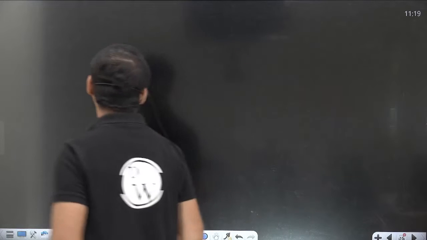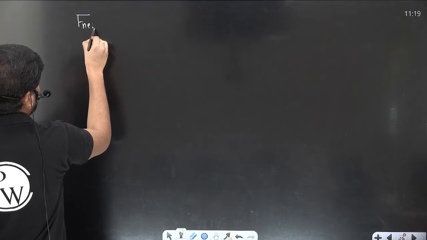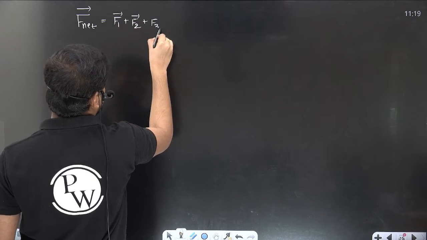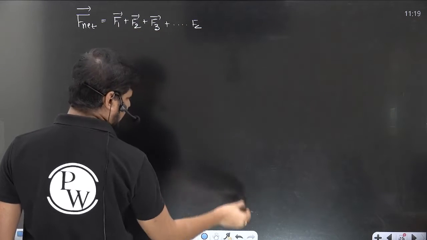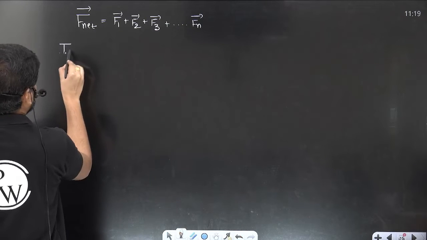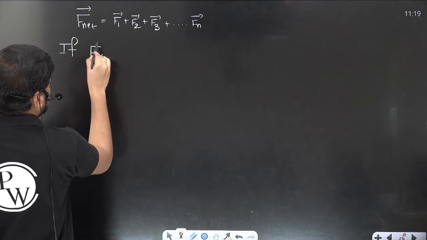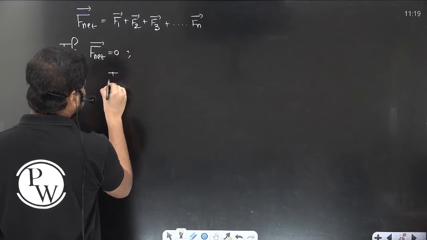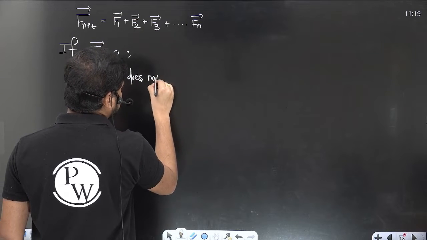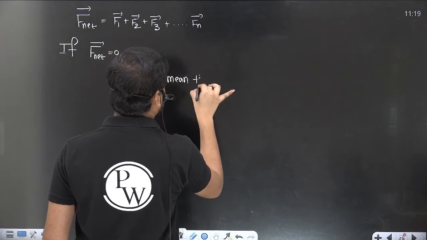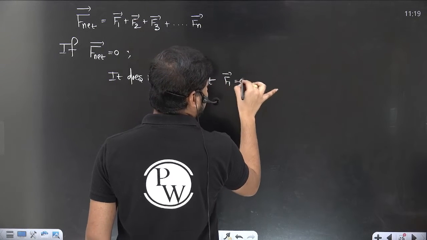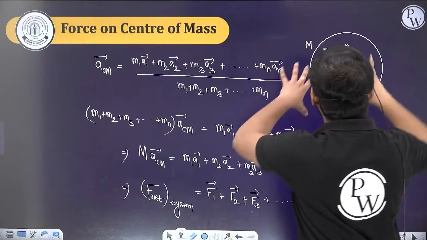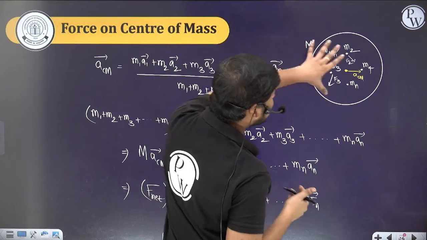Now let's understand some important conclusions. We have F net equals F1 plus F2 plus F3, till Fn. What is this F net? The net external force acting on the body. Now, if the net external force acting on the body is zero, it does not mean that F1 equals zero, F2 equals zero, and till Fn equals zero. It need not be, because the overall force acting on the system is 0, but still on the individual particles, the force may exist.